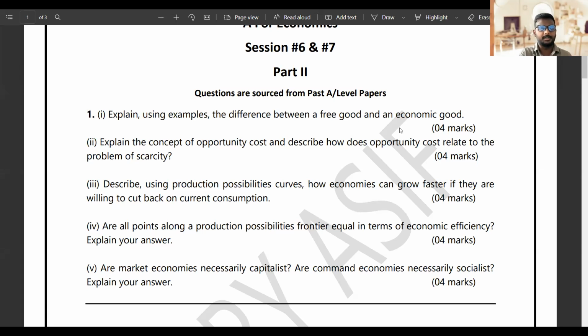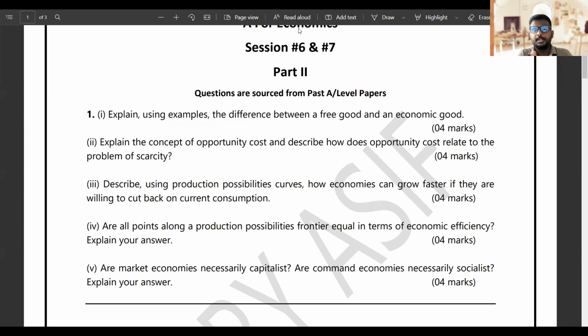Right. So this is how it's going to be. When you are writing an answer for a question like this, explain using example a free good and an economic good, first of all, you have to remember this. Here, they are not asking you to just say what is a free good, what is an economic good. Two things here. You have to explain the difference between these two. And how are you supposed to explain this? By giving examples. You can't miss the examples. If you miss, you might miss the mark for that.